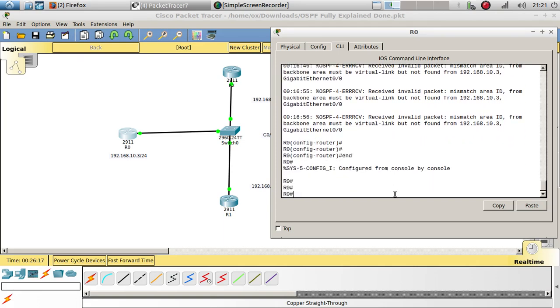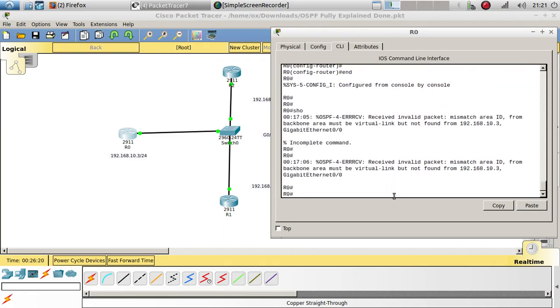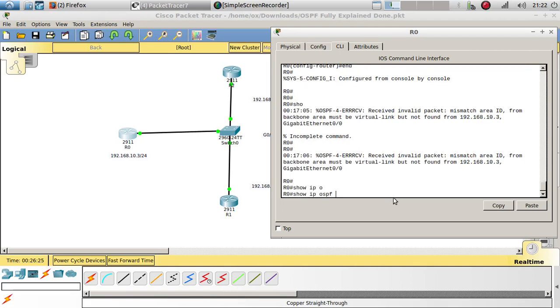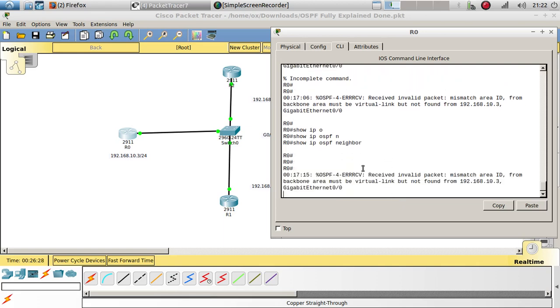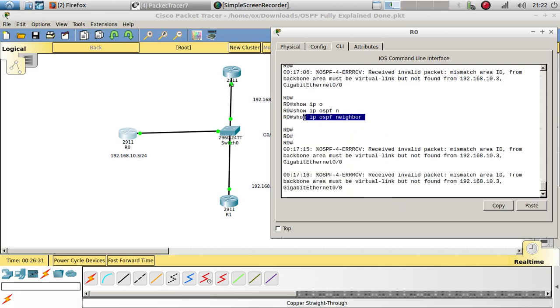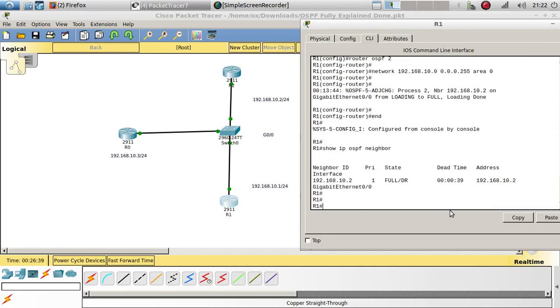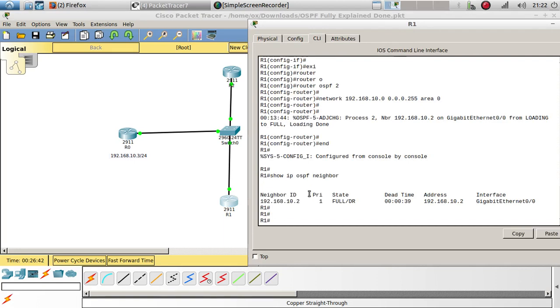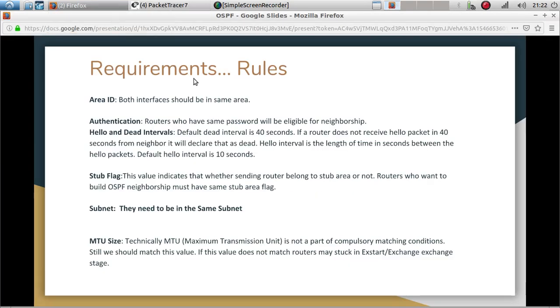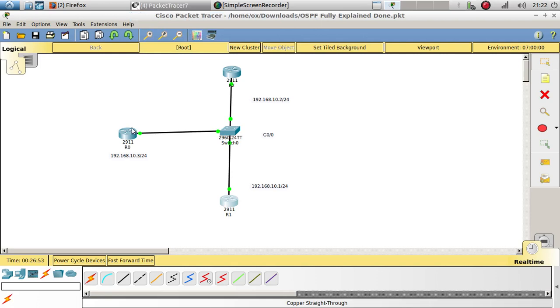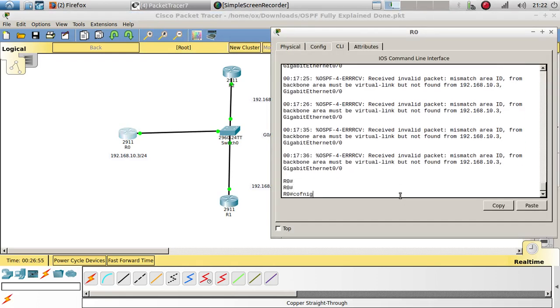So if you go to N and show IP OSPF neighbor, we don't have any, right? But if we can just copy this and go to router 1, we can see that we have a neighbor relationship over here, right? So this one did not form a neighbor relationship because one of the rules is that the interfaces need to be in the same area, and since this one is not in the same area, we're going to have to fix that.